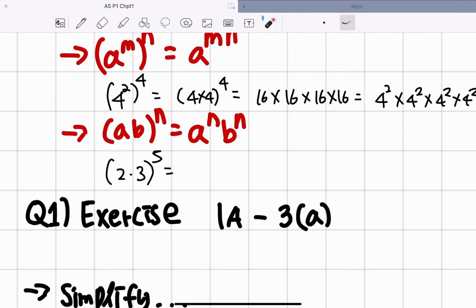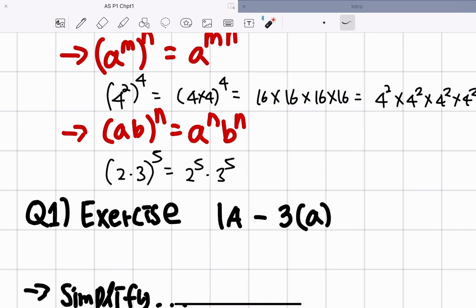And you know that this means 2 times 3 equals 6, right? So 6 to the power of 5. We can write it down like this, but to make this form, we cannot use the earlier laws. Which means you're just expanding this 5 to each number. So we can write down 2 to the power of 5 times 3 to the power of 5.